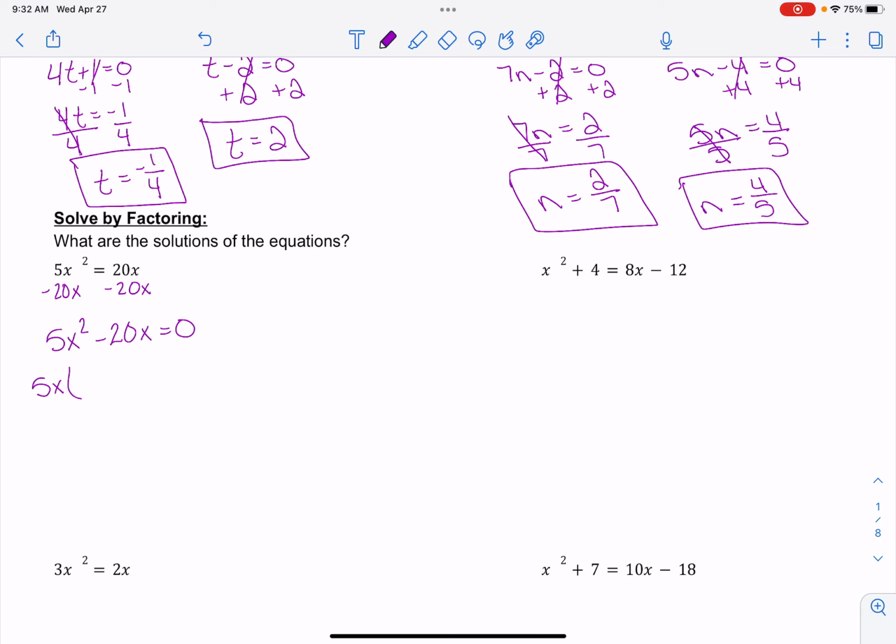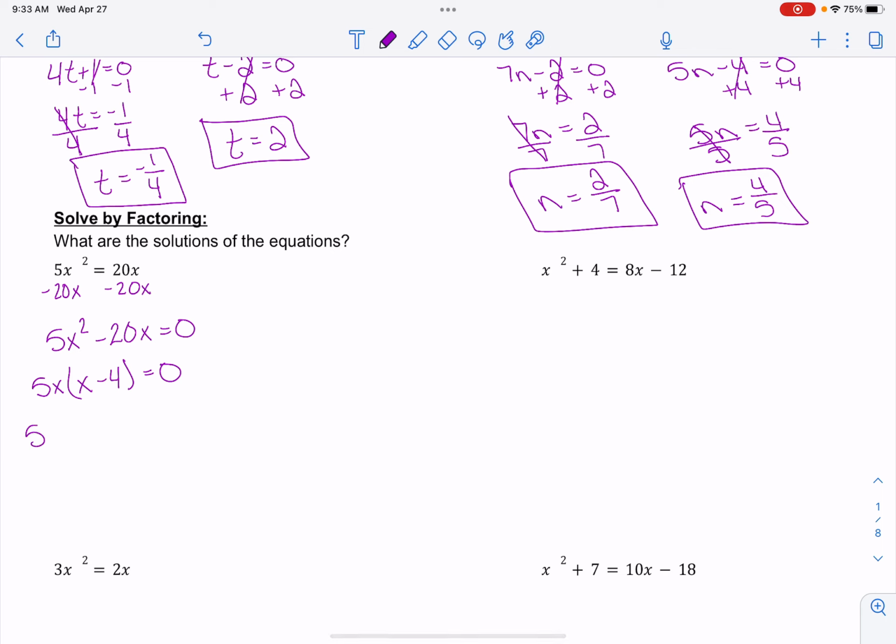Remember, when you pull out the GCF, that is dividing every piece by that GCF. So we will do 5x squared divided by 5x, which is just going to leave us x behind. And then -20x divided by 5x is -4. And then x divided by x is just 1. So that's all we have left on the inside is x minus 4.